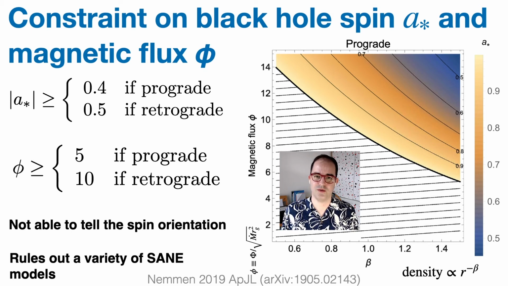And so the bottom line is that we find a minimal value for the spin of 0.4 if the black hole is prograde. And we have ruled out a variety of SANE models because the magnetic flux can't be smaller than 5. And I hope that these constraints on the black hole spin and the magnetic flux will be useful to the community in the future.